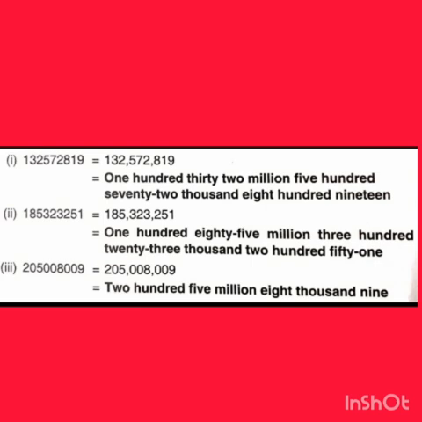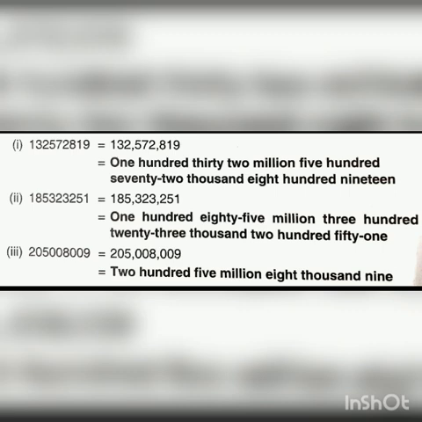Okay, now coming up with the next examples. First one, 132,572,819. Second one, 185,323,251. Third one is 205,008,009. I hope this is getting clear to you. Okay, the last one is again having zeros.